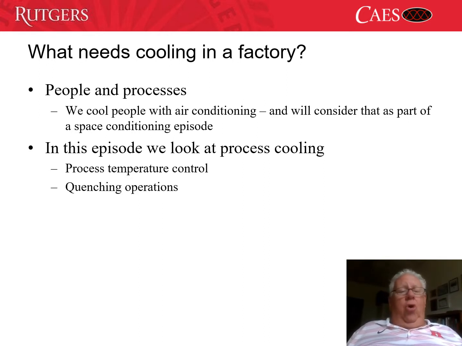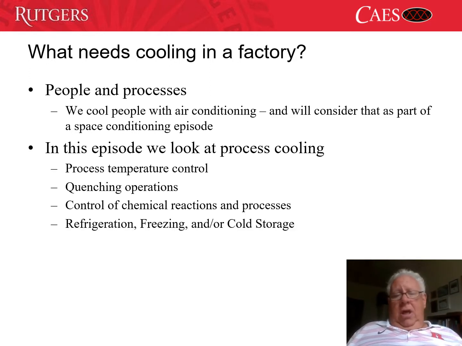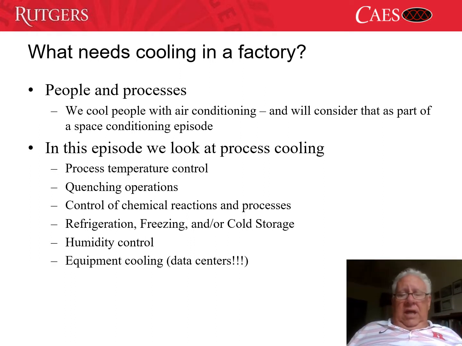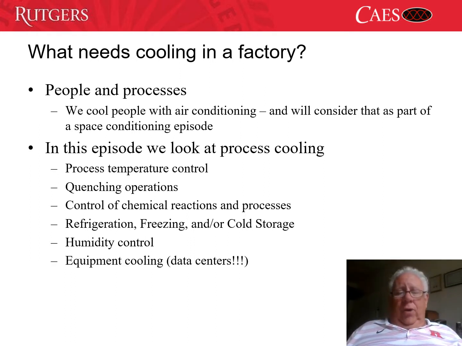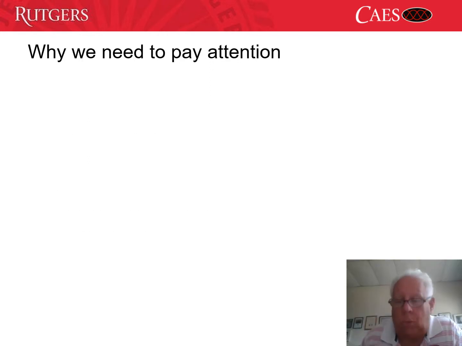Process temperature control, quenching and cooling a mold after you've made something, chemical reactions and processes which often need very precise temperature control, refrigeration, freezing and cold storage. Hey, we make stuff, we've got to keep it cool, food product, that kind of stuff. Sometimes we use cooling just to control humidity. And boy, those computers these days generate a huge amount of BTUs that have to be removed from plants. So equipment cooling with an emphasis on data centers is something we would also want to pay a lot of attention.